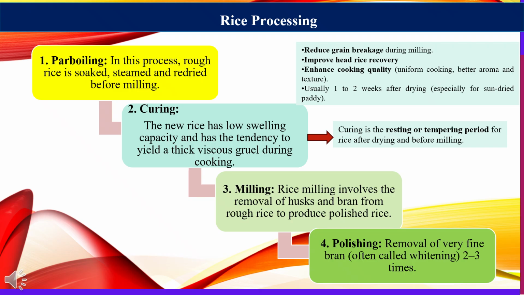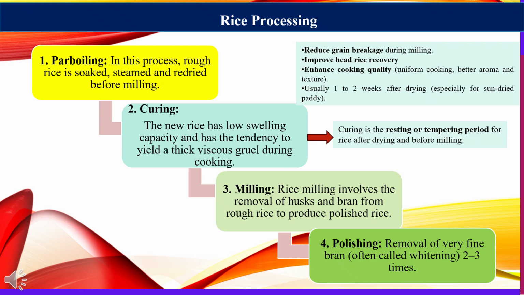2. Curing. Freshly harvested rice, new rice, has a lower swelling capacity and tends to produce a thick, viscous gruel during cooking. Curing involves storing milled rice for a specific period under controlled conditions to improve cooking quality, aroma, and texture. Proper curing reduces stickiness and enhances consumer acceptability.